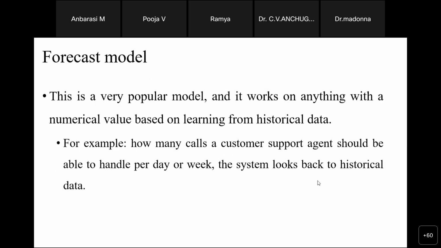And then the next one is the forecast model. The forecast model is also one of the most prominent models in the predictive techniques.